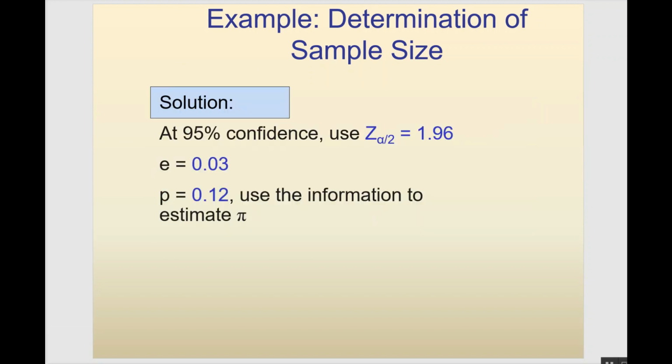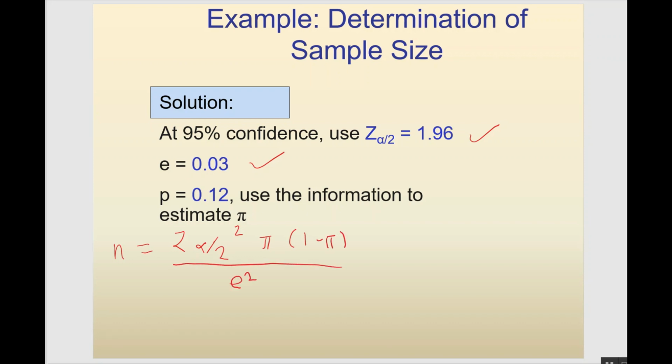Okay, so at 95% confidence, your Z alpha divided by 2, you should be getting 1.96. E is given to you, 0.03, and P is also given to you from the information, 0.12. So we use the information to estimate your pi. The formula for sample size for proportion is Z alpha divided by 2 squared, then pi times 1 minus pi, divided by E squared.